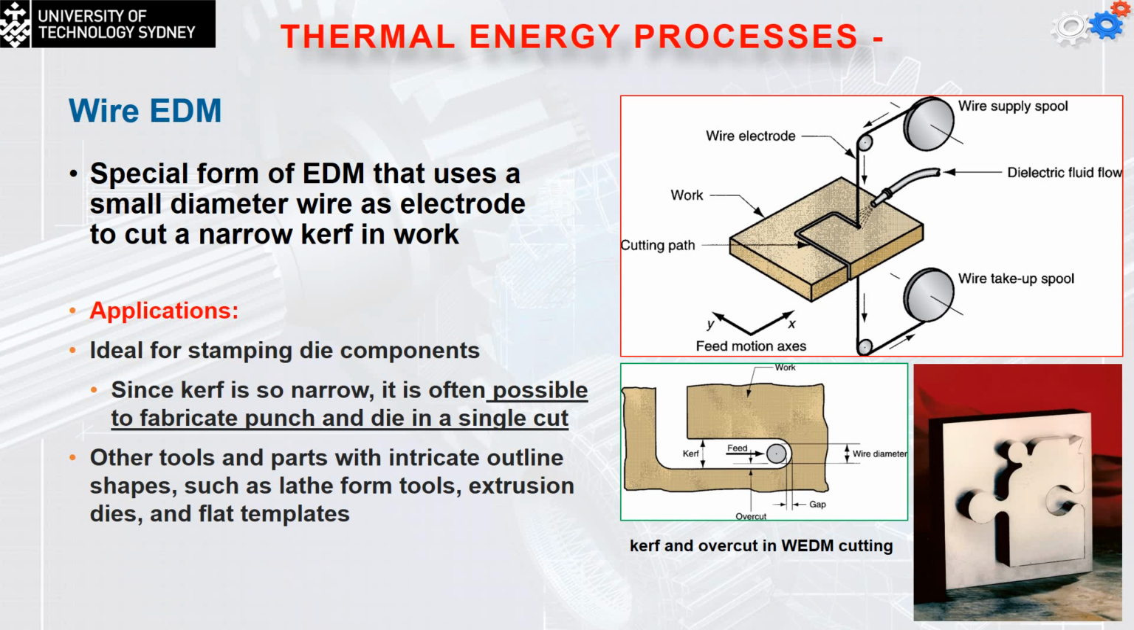So the wire EDM is a special form of the EDM that uses a small diameter wire as the electrode to cut a narrow kerf in the work. The application is ideal for stamping die components. Since the kerf is so narrow, it's often possible to fabricate the punch and the die in a single cut, like that. The other tools or parts with intricate outline shapes are such as lathe form tools, extrusion dies, and flat templates.